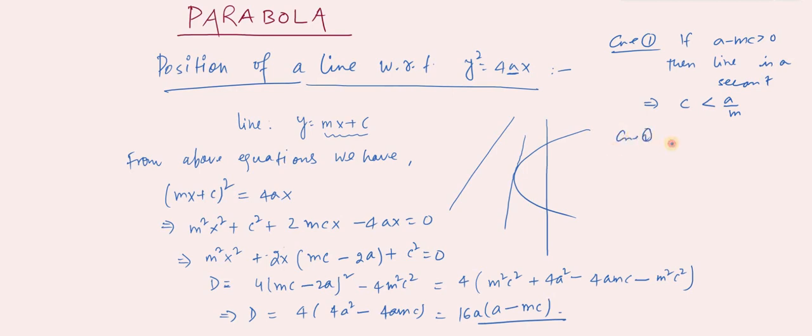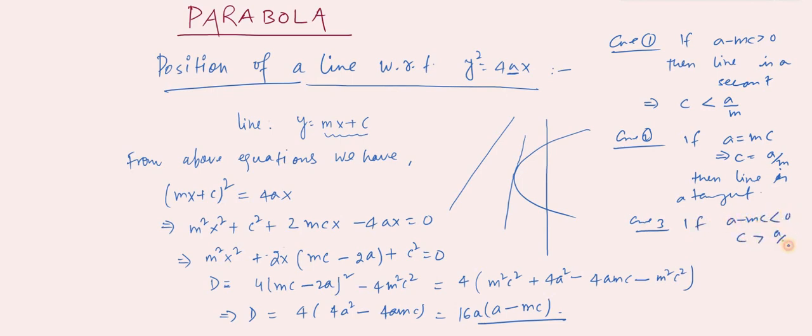Case 2: if a is equal to mc, or we can say c is equal to a by m, then the line is a tangent. And case 3: if a minus mc is less than 0, or c is greater than a by m, then the line will not intersect the parabola.